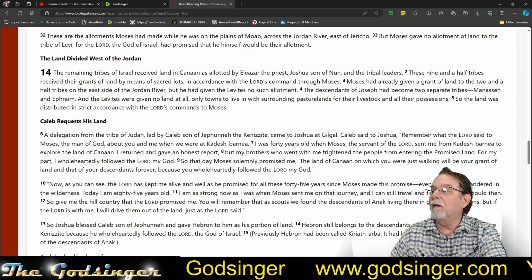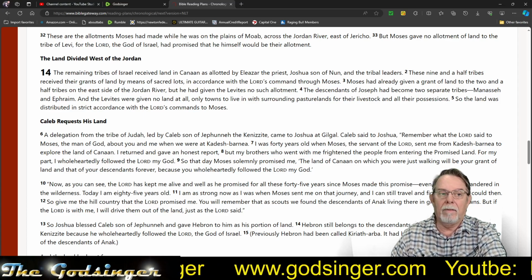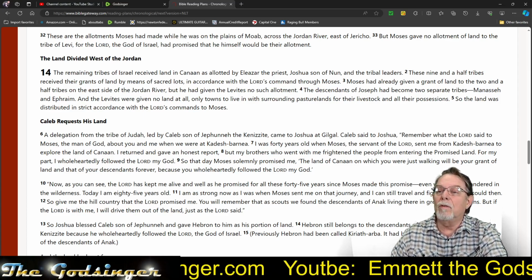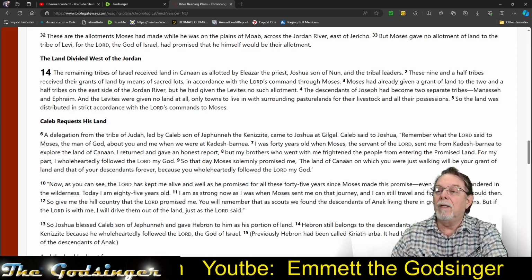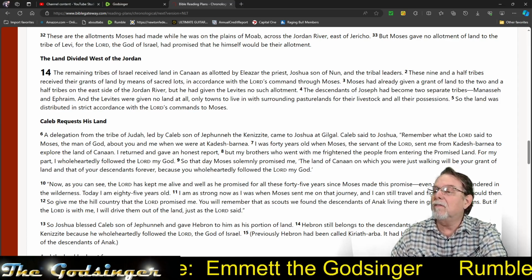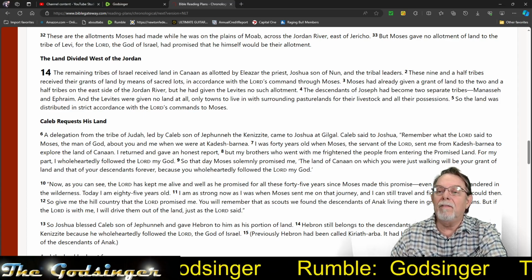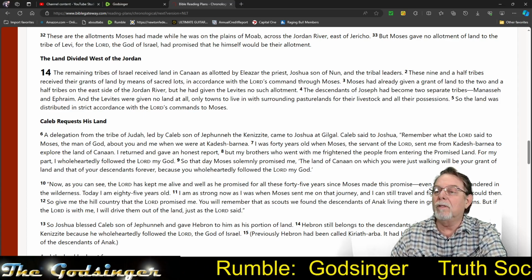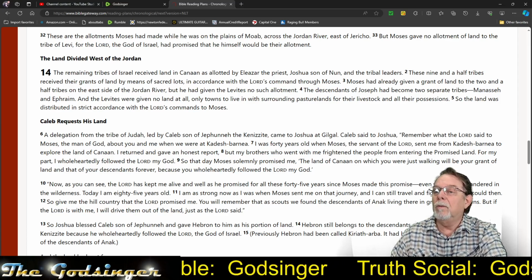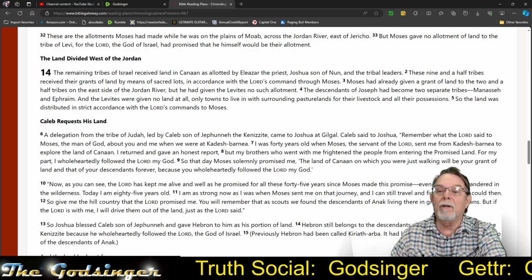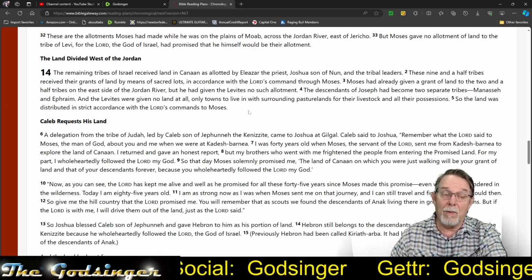Moses had already given the grant of land to the 2.5 tribes on the east of the Jordan River, but he had given the Levites no such allotment. The descendants of Joseph had become 2 separate tribes, Manasseh and Ephraim, and the Levites were given no land at all, only towns to live in, surrounding pasture lands for their livestock and all their possessions. So the land was distributed in strict accordance with the Lord's commands for Moses.